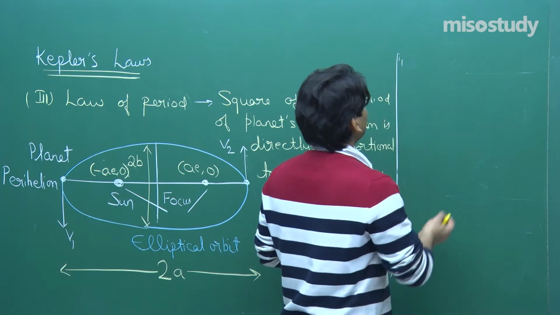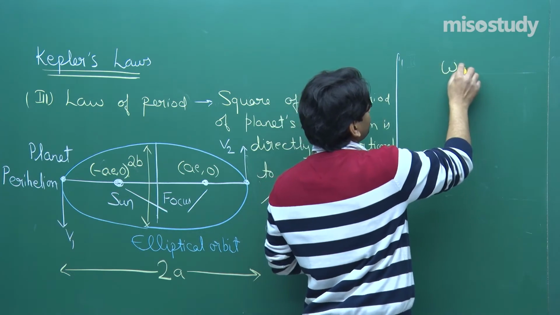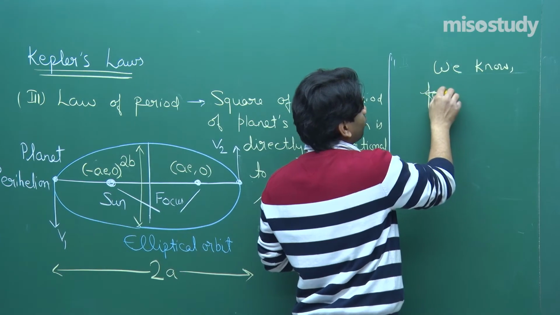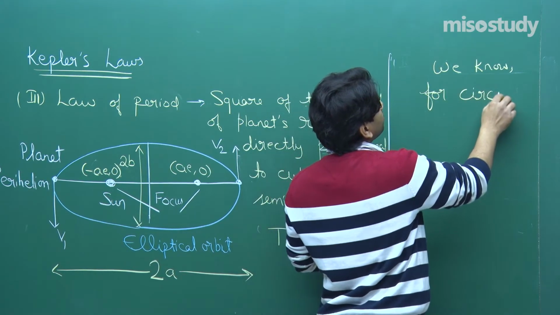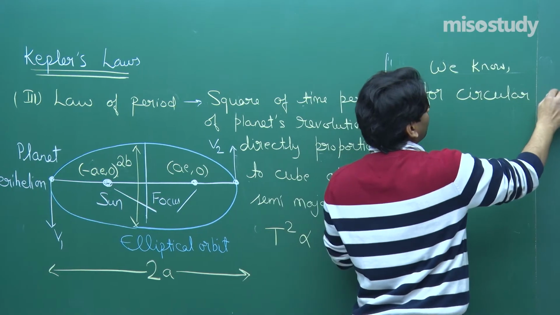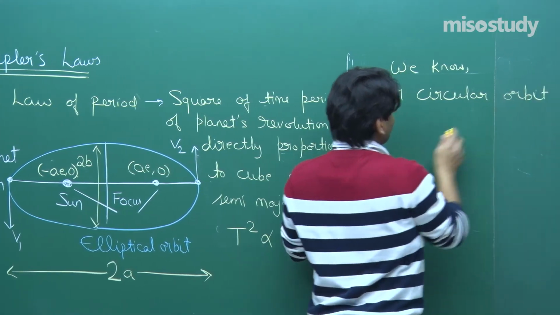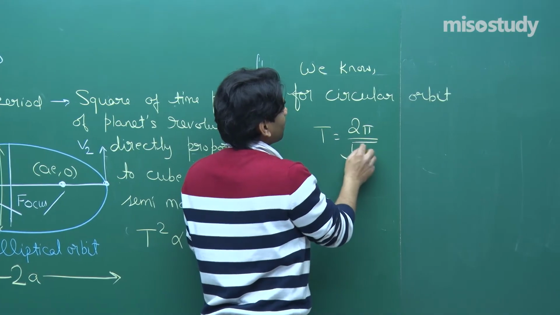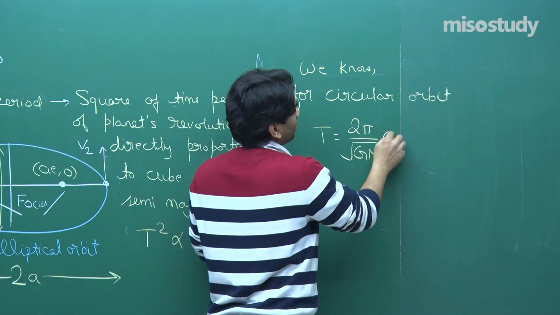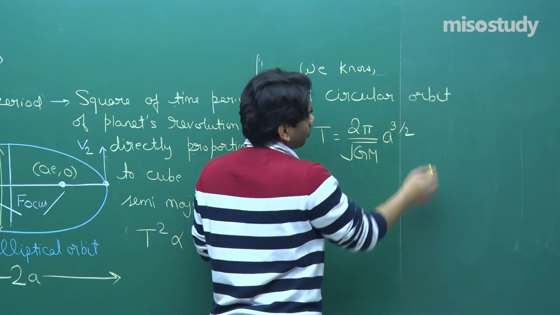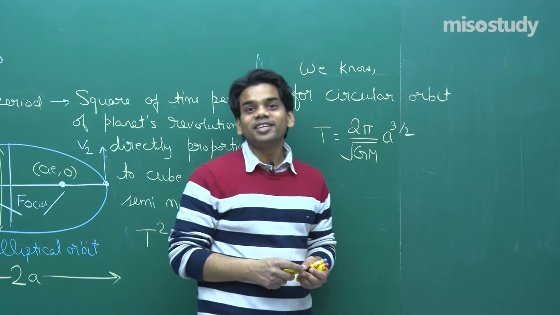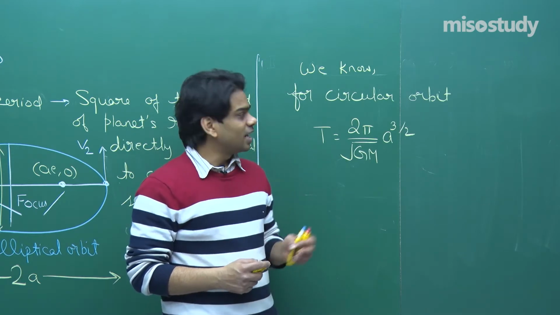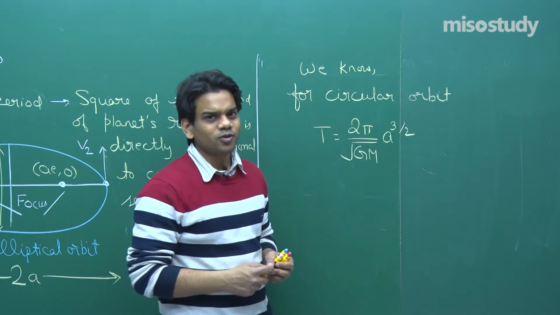So if I try to prove it, we already know, for a circular orbit, we have already derived this: the time period was T = 2π/√(GM) times a^(3/2). This is what we have shown already, where a is the radius of the circular orbit.